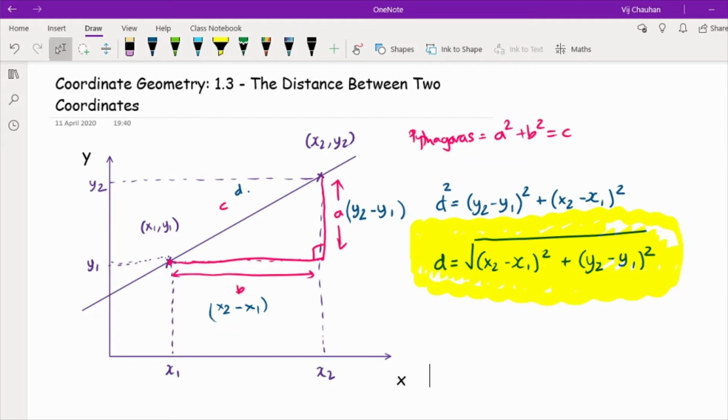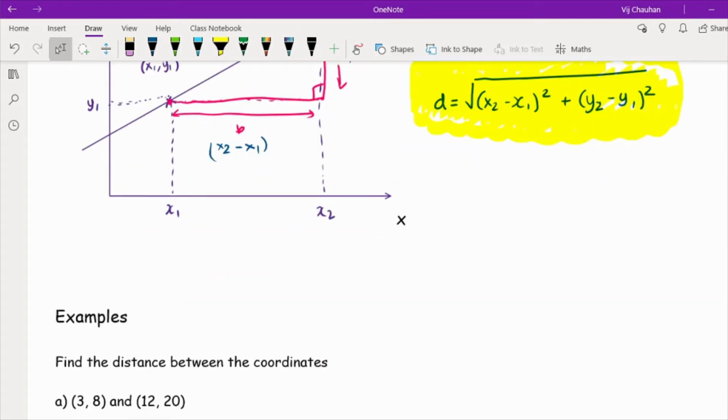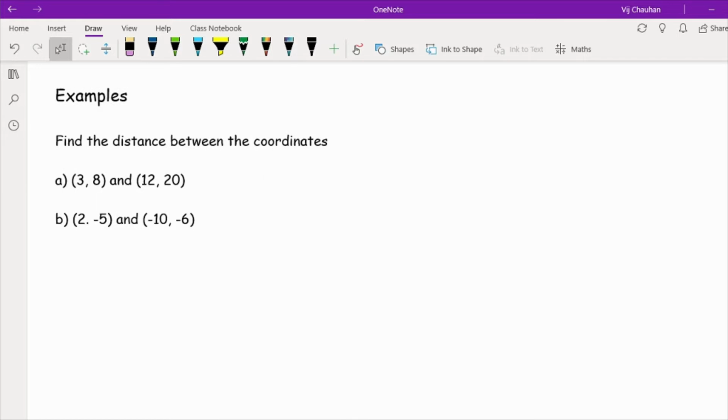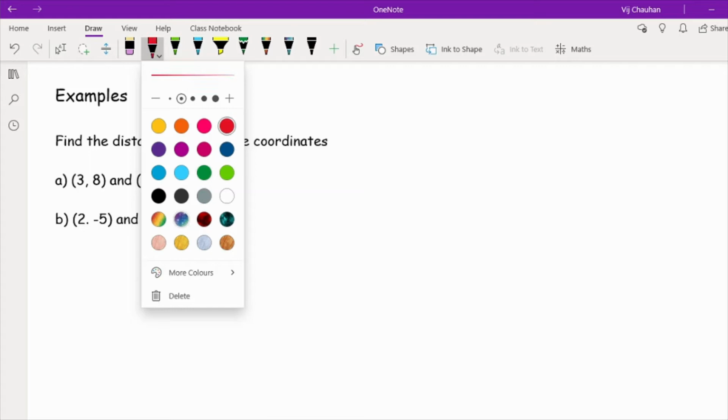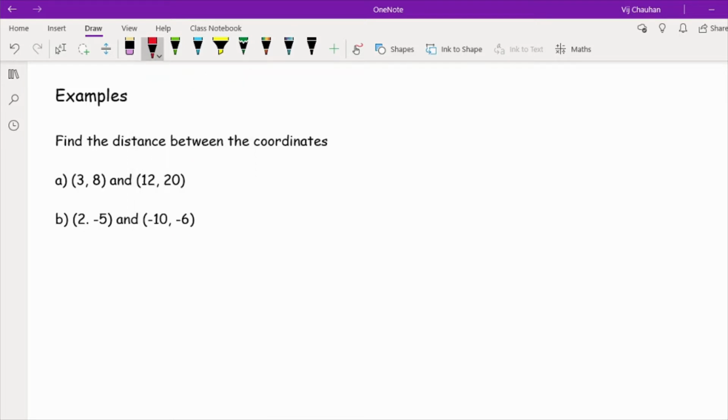So let's have a look at putting this into practice with regards to some questions. So here we've got two basic examples, and what we've been asked to do is find the distance between these 2 points. So first things first, it's always good practice to label your coordinates. Now again, because it's really substituting numbers into a formula, it's important that you've got the right values that you are substituting. So 3 is going to be my x1, 8 is going to be my y1, 12 is my x2, and 20 is my y2.